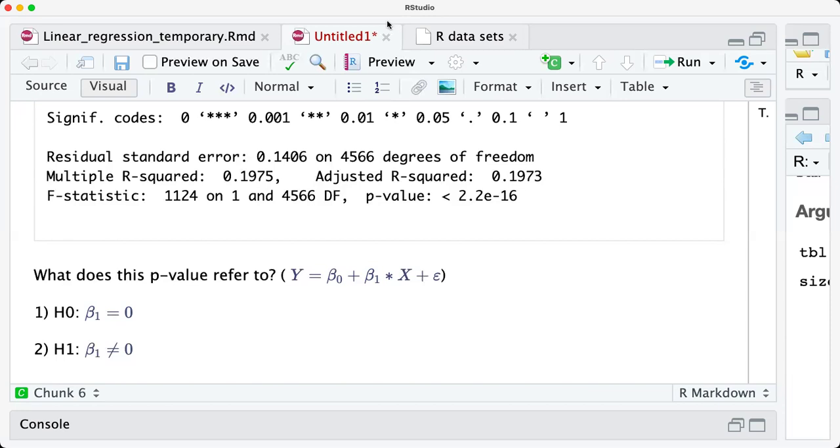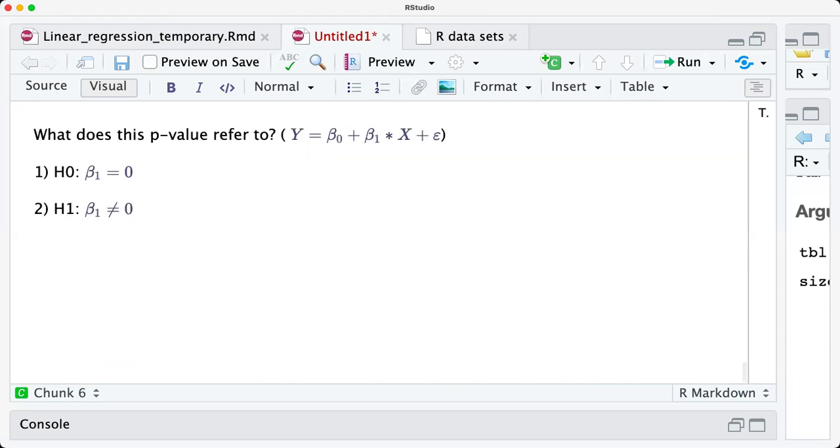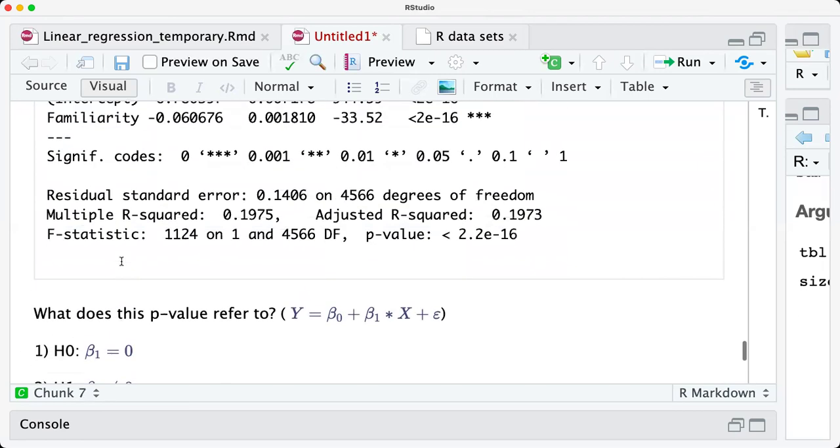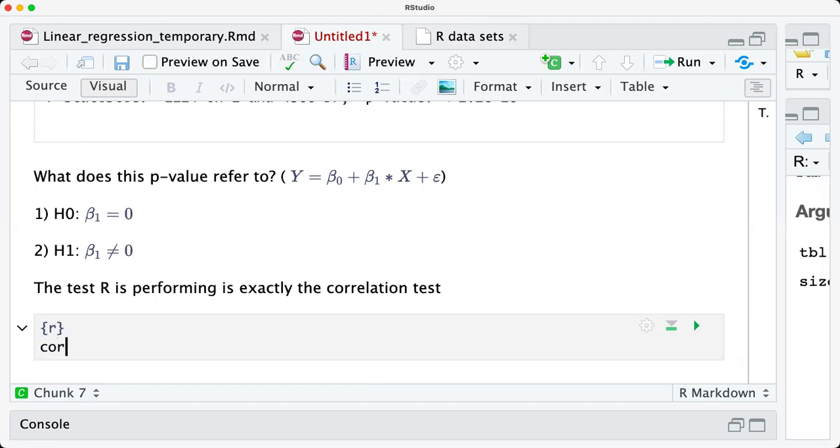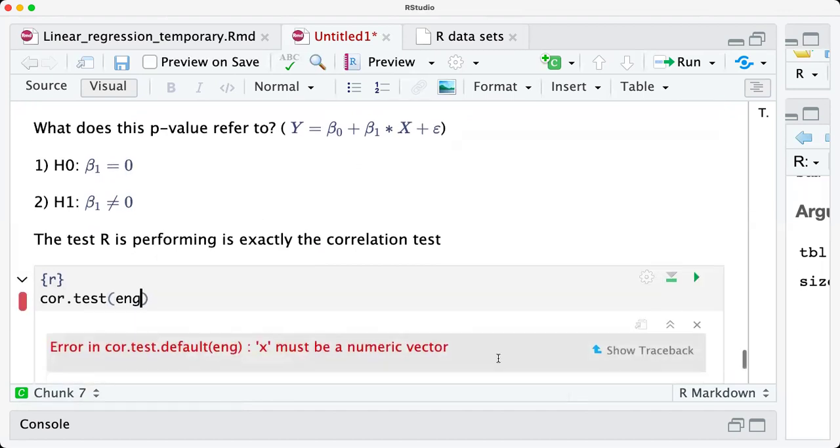It's not different, and so the test R is performing is exactly the correlation test. Let's go here and try to do it. So let's try to do a cor.test between the variables in this English data set.